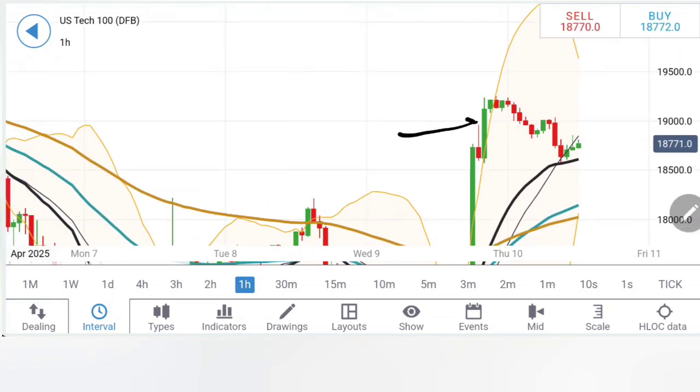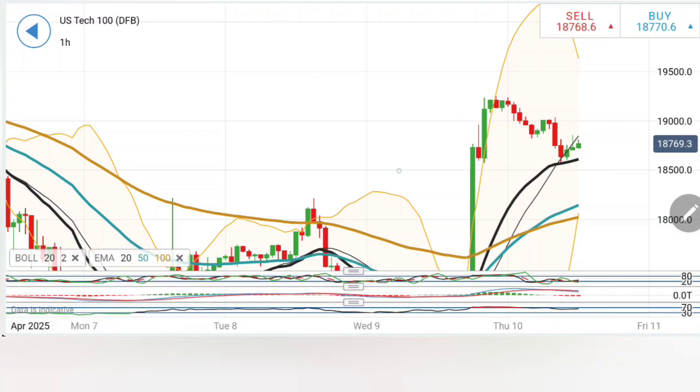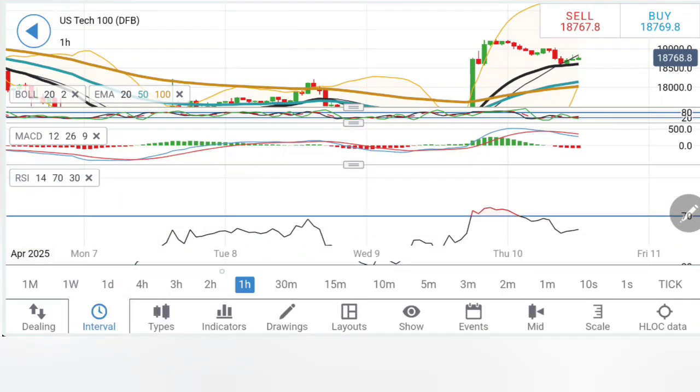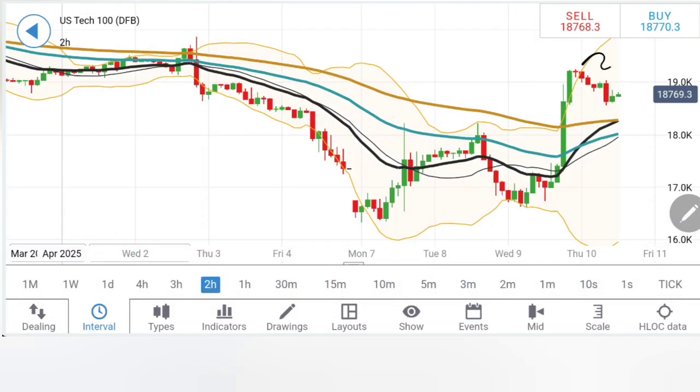Earlier in the day I have mentioned, see, it can erase the gains from this candle. What has happened? It has erased the gains from this candle. It has moved all the way towards 18600 and now trying to bounce back. Very important for Tech 100 to trade below 18600, 400 zone in order to confirm further bearishness. Stochastic rising. MACD has crossed over at the top, trading with moderate bearishness. RSI flat. Coming to 2-hour, similar observation on the 2-hour charts.